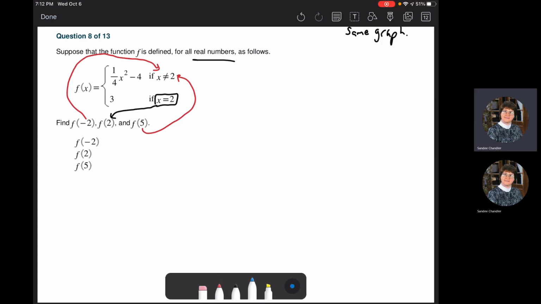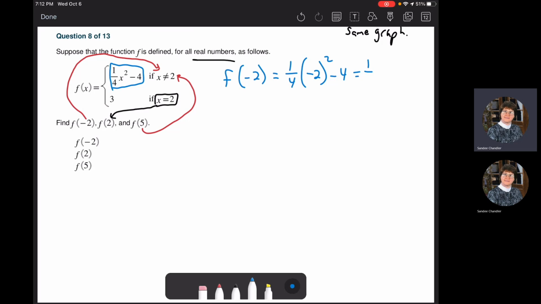So for f of -2, we're using the first one, which is 1/4 times -2 squared minus 4.